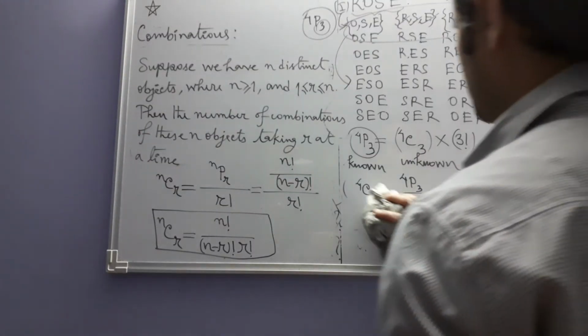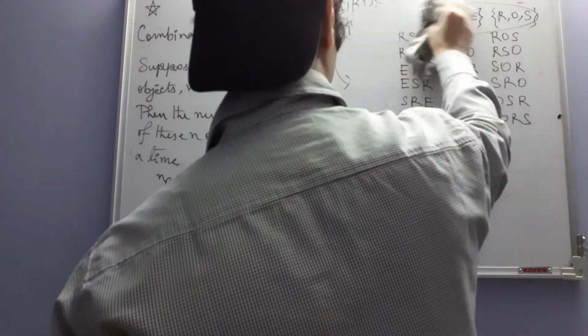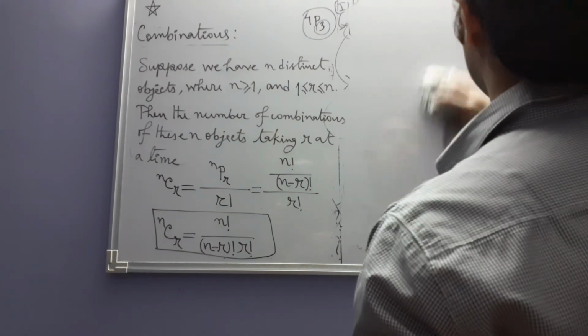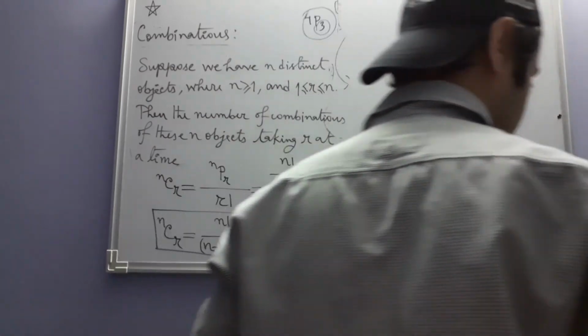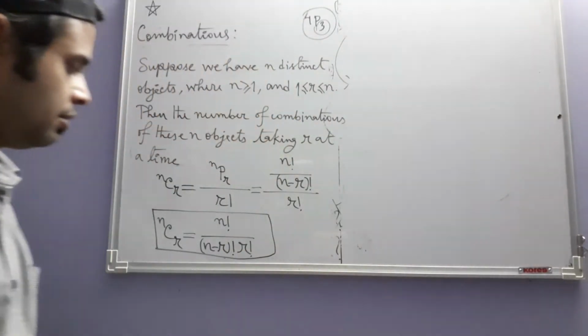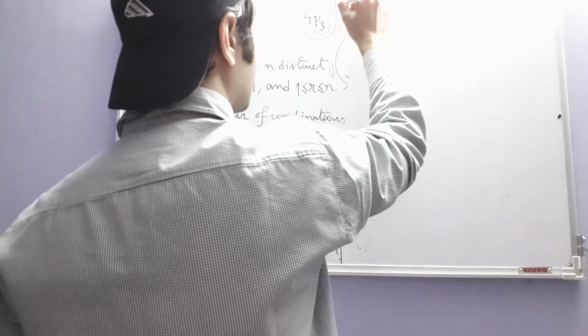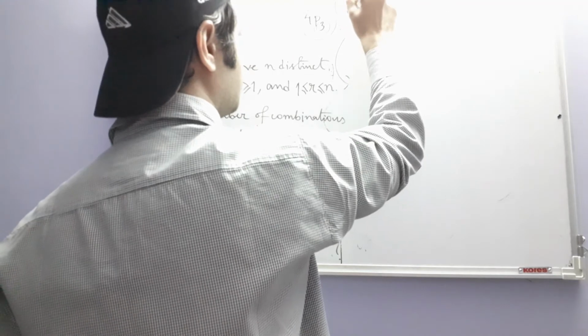Using this formula, we can find the number of combinations. So let us now use this formula and see some examples. Yes, I can take an example.